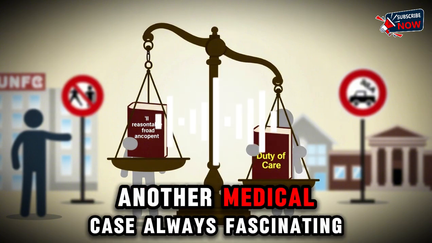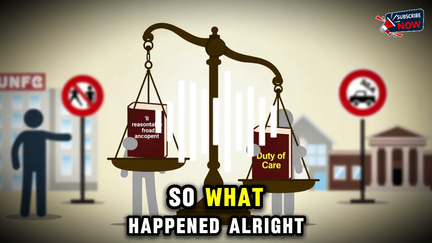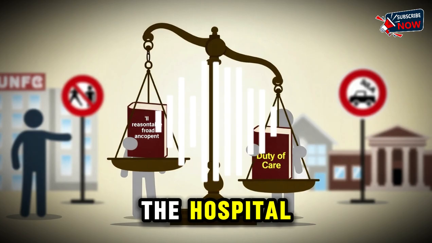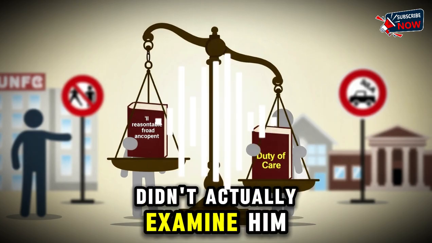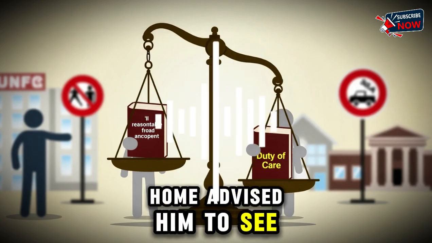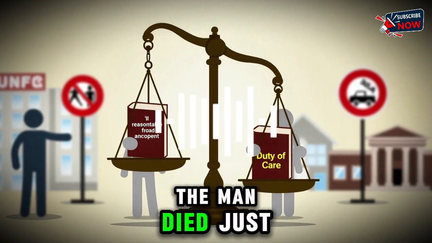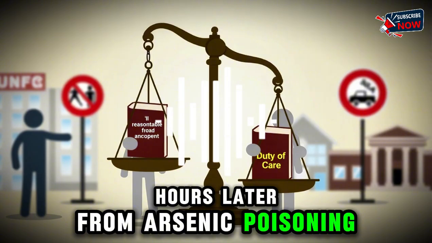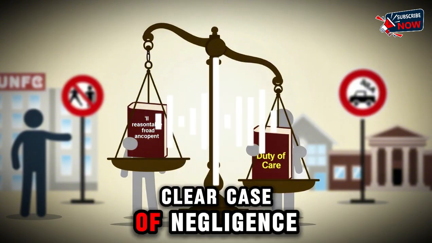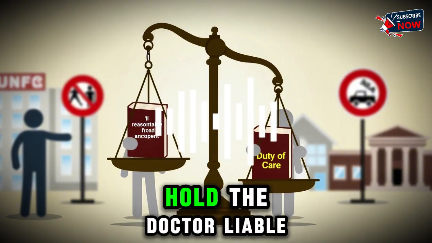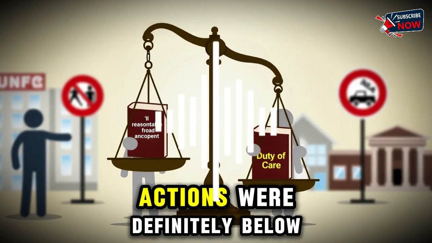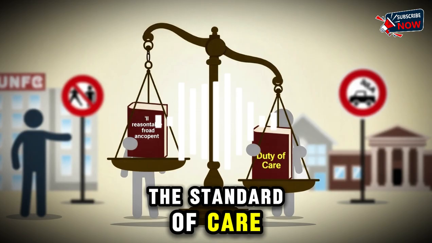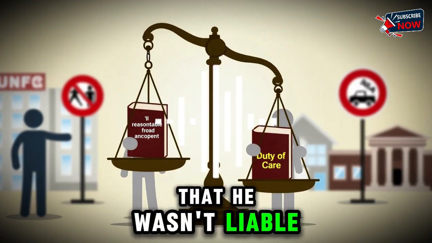Ah, another medical case. Always fascinating. So what happened? All right, so a man went to the hospital and he had these really bad stomach pains. The doctor on duty didn't actually examine him and he sent him home. Advised him to see his GP. Sadly, the man died just hours later from arsenic poisoning. Oh, that's terrible. Sounds like a pretty clear case of negligence. But did the court hold the doctor liable? This is where it gets interesting. Even though the doctor's actions were definitely below the standard of care, the court actually found that he wasn't liable for the man's death.